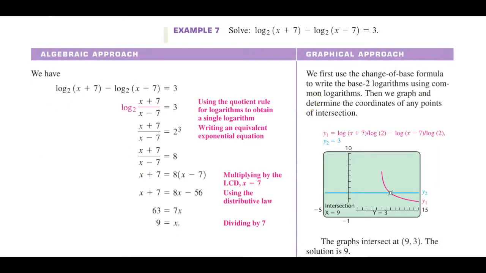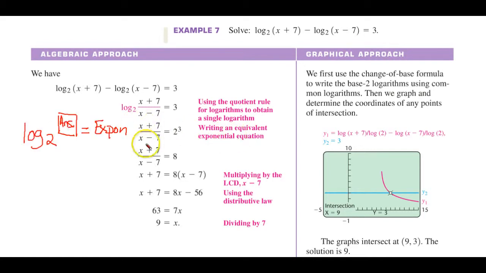Going on now to example 7. Solve this log 2, which is nice, and this was log 2, so that's good. And we have that. So we know when we have minus from our techniques of logs that we have to divide. So it's going to be log 2, and then since this is minus, this goes in our denominator. So using the quotient rule for logarithms to obtain a single logarithm and writing an equivalent exponential equation.